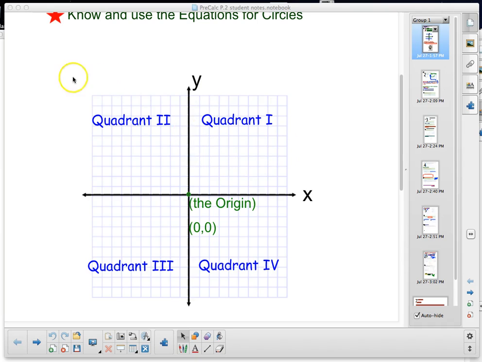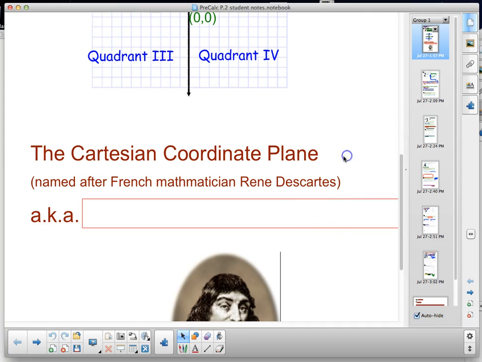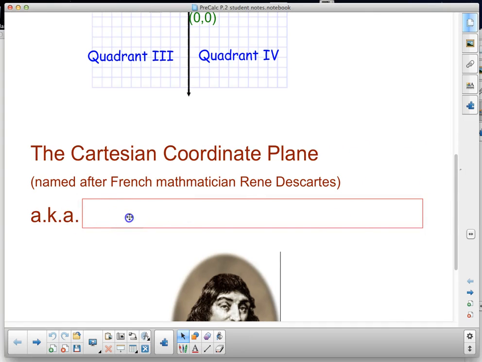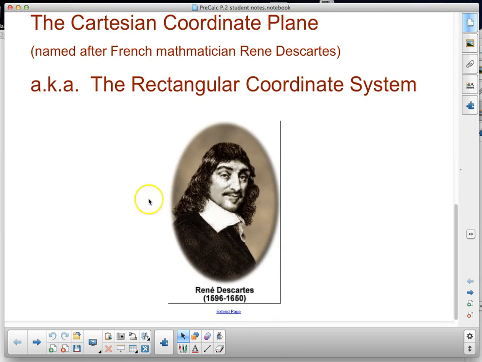Remember quadrant 1, quadrant 2, quadrant 3, quadrant 4, the origin, we've got the x-axis, we've got the y-axis. The Cartesian coordinate plane is named after French mathematician René Descartes. So the rectangular coordinate system is something he's responsible for.